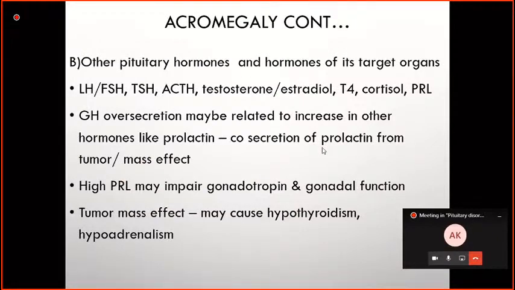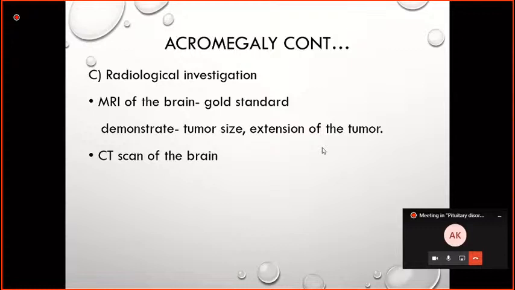Okay, so you want to also do other hormone tests to check for any hypopituitarism. All right. So on top of biochemical investigation, you want to also do imaging investigation.